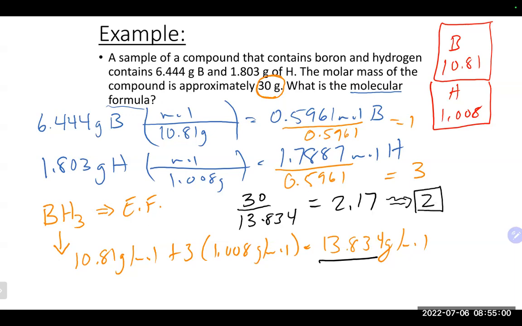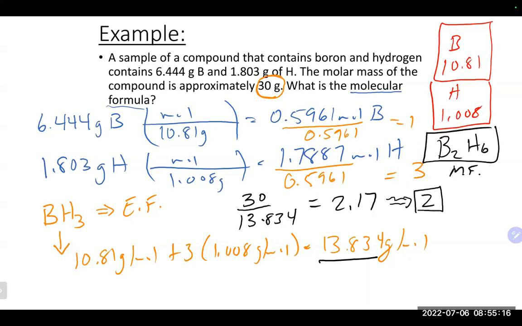Which is the factor that we do need to multiply the empirical formula by, and that should get us something like a B2H6 as our molecular formula. Any question on any of those steps?